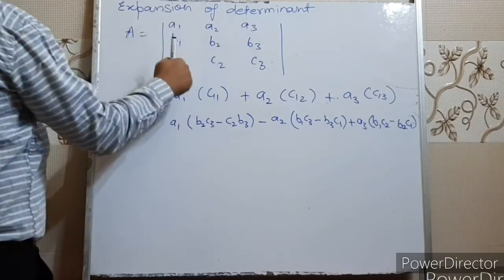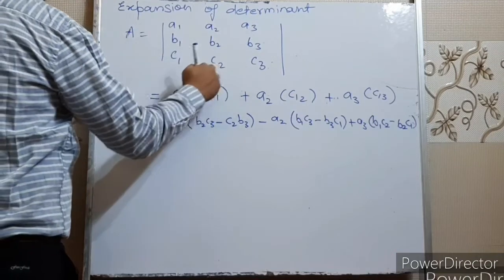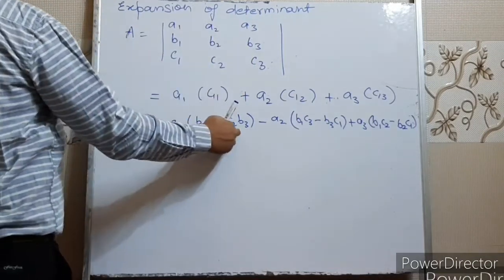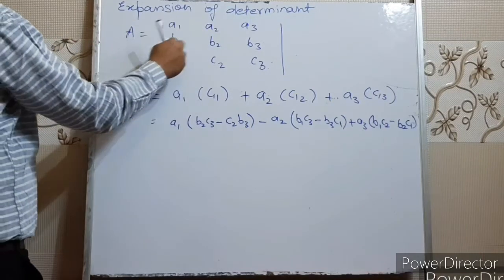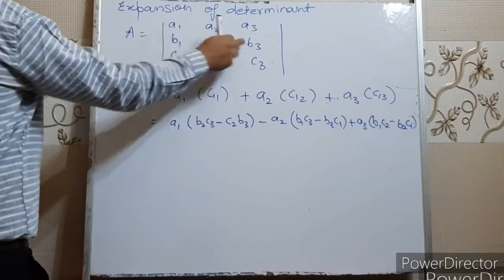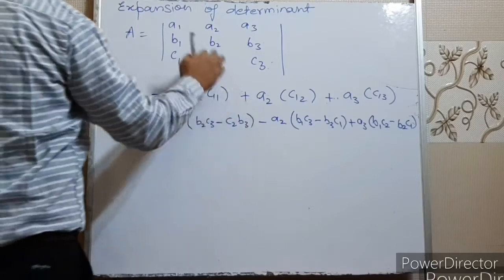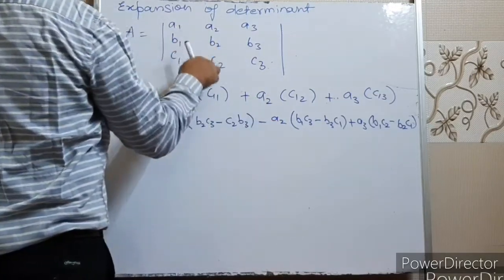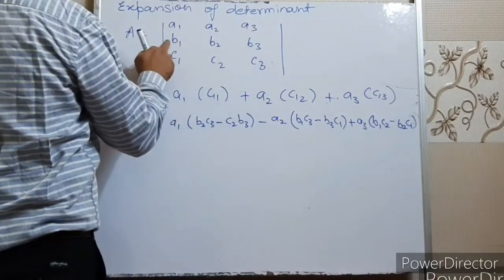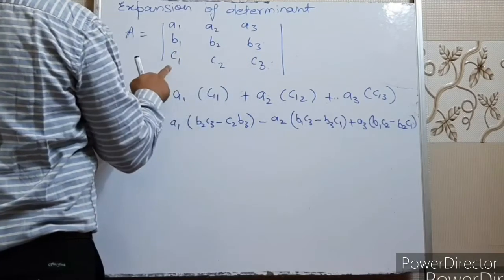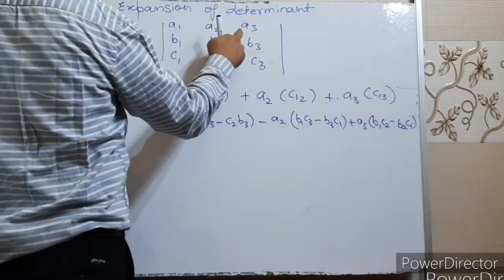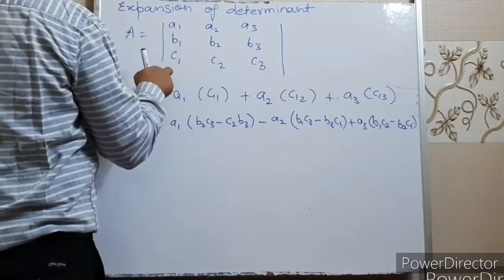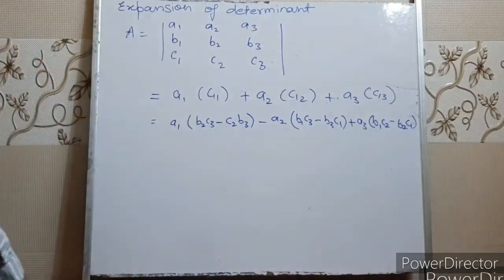So this row and this column will be left out. B2, C3 minus C2, B3. This place will be negative. As I told you, minus, minus, minus, we are getting here and here and here. Right? So minus A2. This row, this column will be left out. B1, C3 minus B3, C1. Right children? Plus A3, B1, C2 minus B2, C1. So this will be the expansion of the determinant.